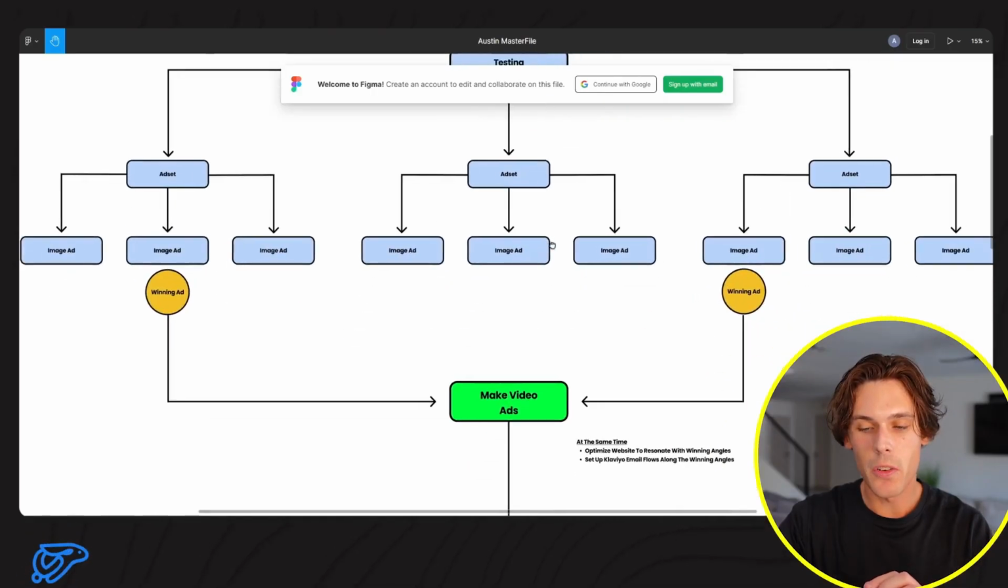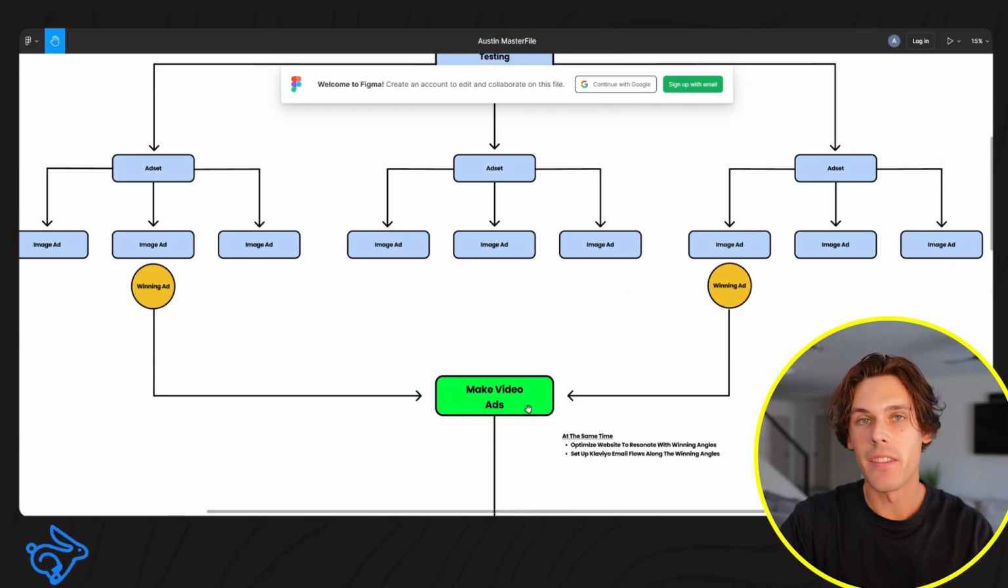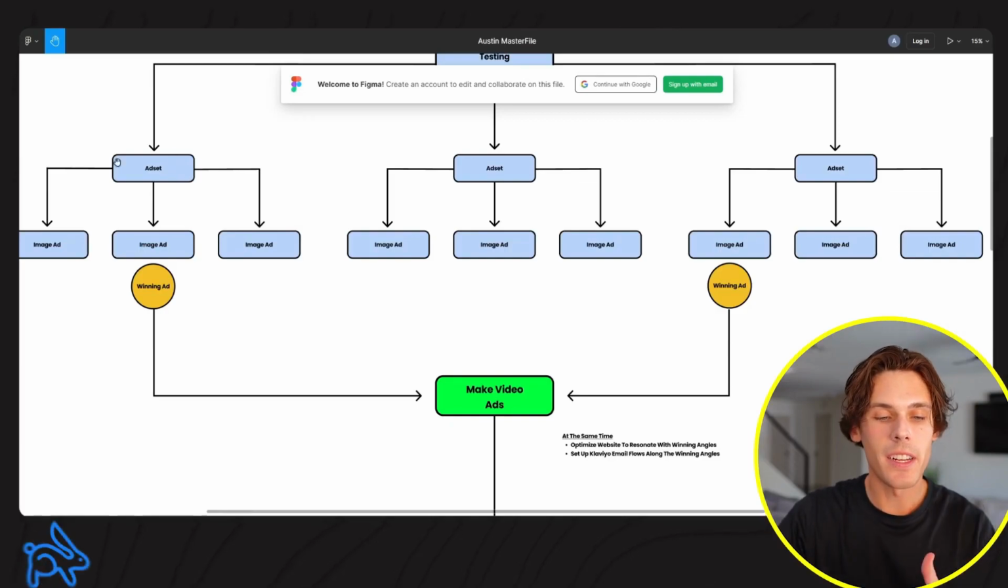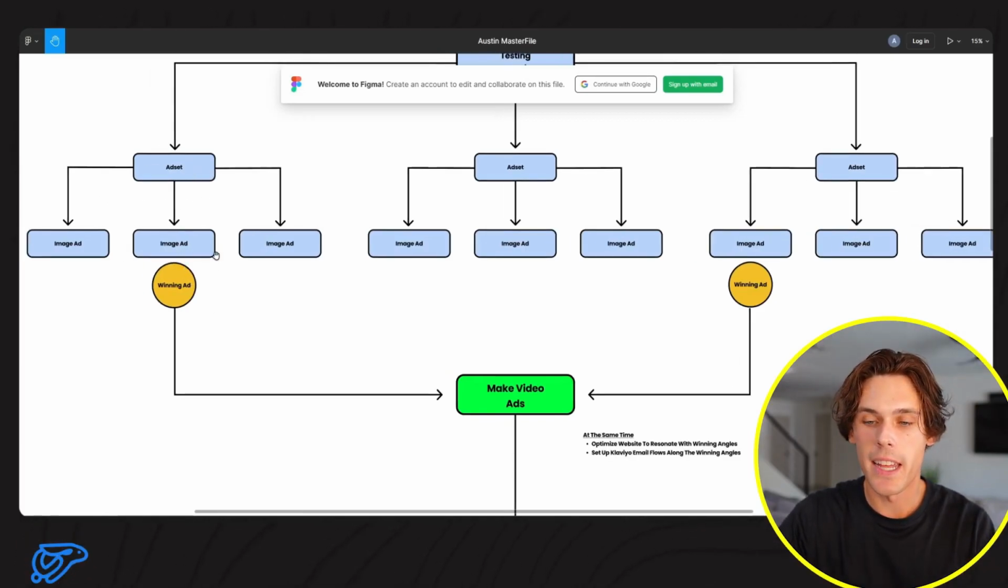Now, going back to the example here, you're taking these 2 winning ads and you're making videos out of them. What's really important here is to identify which marketing angles worked. So let's say marketing angle 1 over here worked, and that was the winning ad that we had, and marketing angle 3 worked, and that was the winning ad that we had.